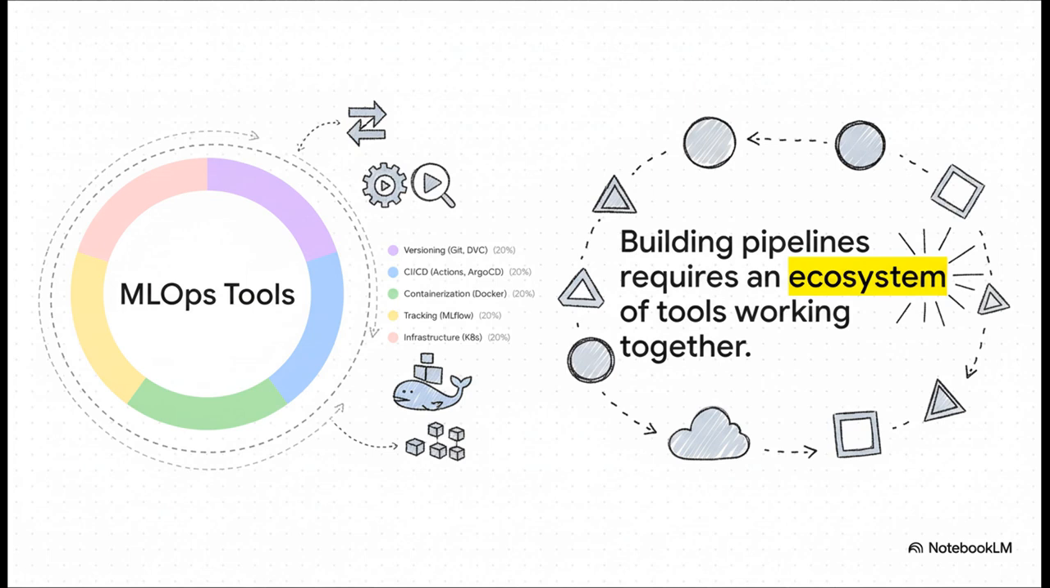Now, it's important to remember that building these pipelines isn't about finding one magical tool. It's really an ecosystem. You've got different categories of tools that all have to work together. You need something for versioning your code and data, a CI/CD engine to run the automation, containers like Docker to keep everything consistent, a model registry for tracking, and of course the infrastructure to run it all. They're all pieces of the same puzzle.